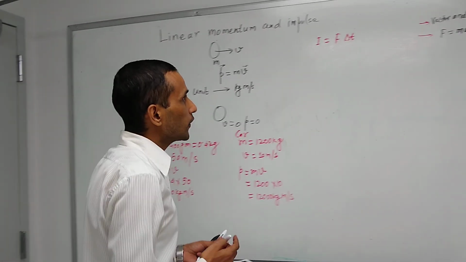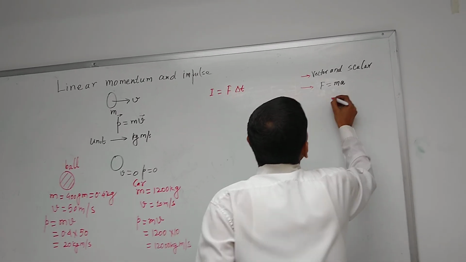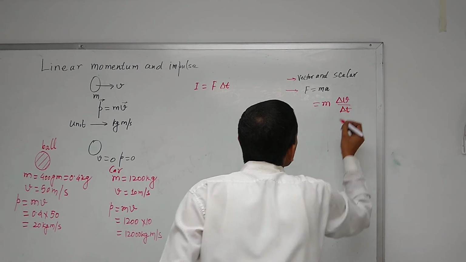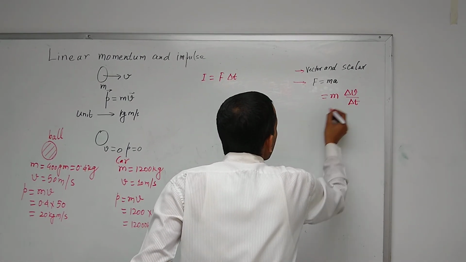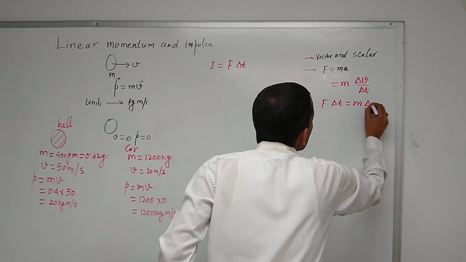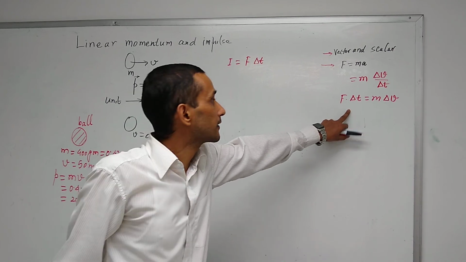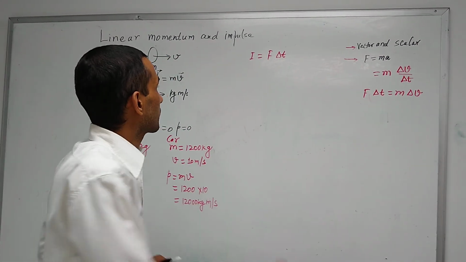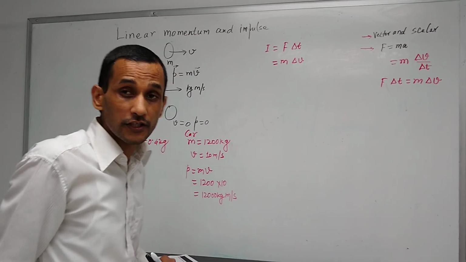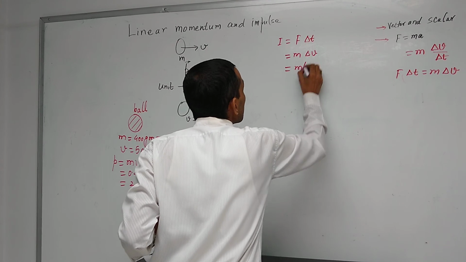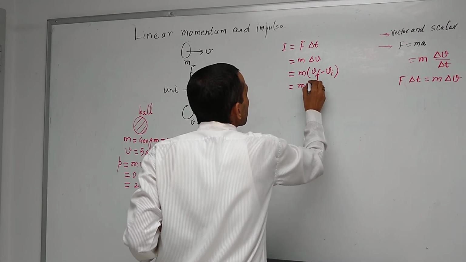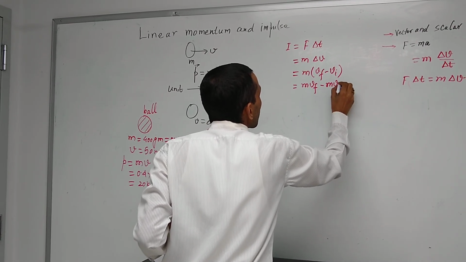Now, if you go back and look at F is equal to ma, acceleration is the rate of change of velocity, delta v divided by delta t. So if you rearrange the equation, you will get F times delta t is equal to m times delta v. So instead of F times delta t, I can write m times delta v. Delta v is the difference of velocity, that is final velocity minus initial velocity, so m vf minus m vi.